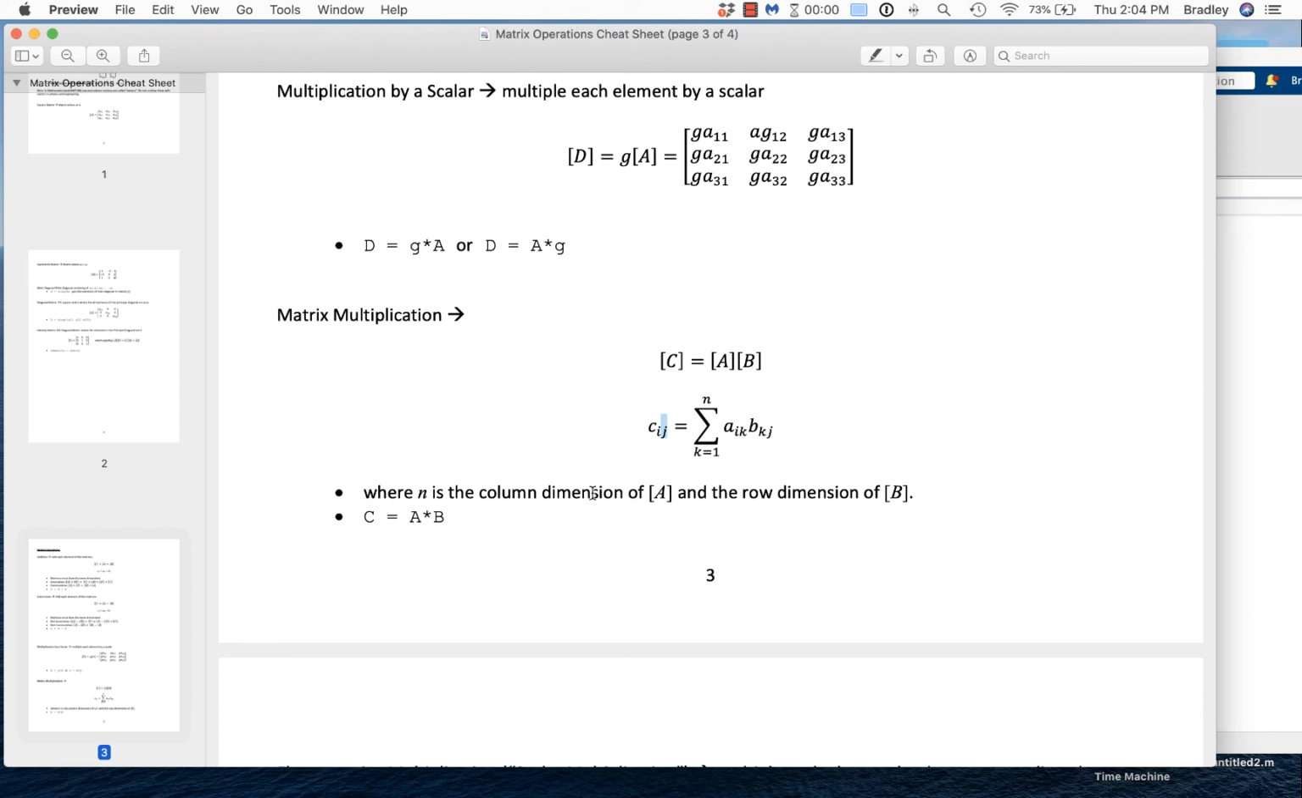Sorry, n is the column dimension, so it's the number of columns in A, and it's also the row dimension of B. So let me make that clear. N is equal to the column dimension of A and the row dimension of B, because we need to have an m by n and then an n by some other number to be able to make this work.